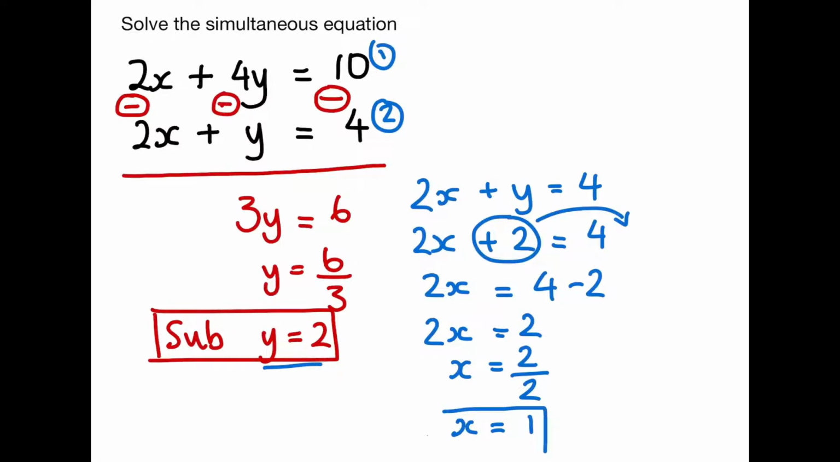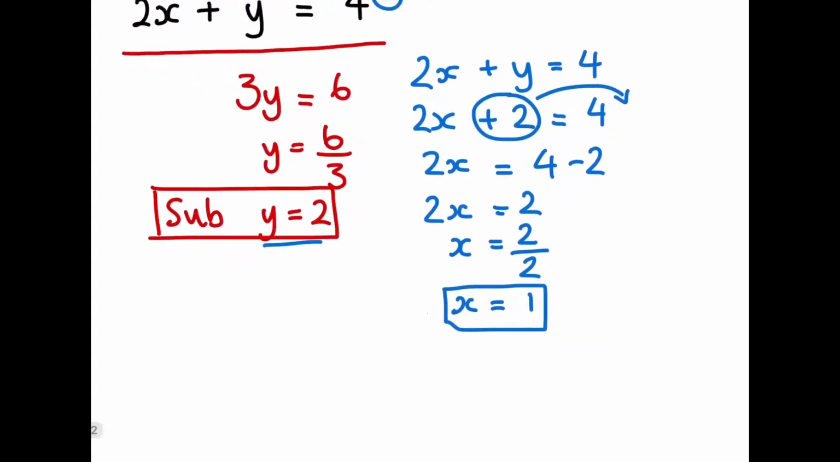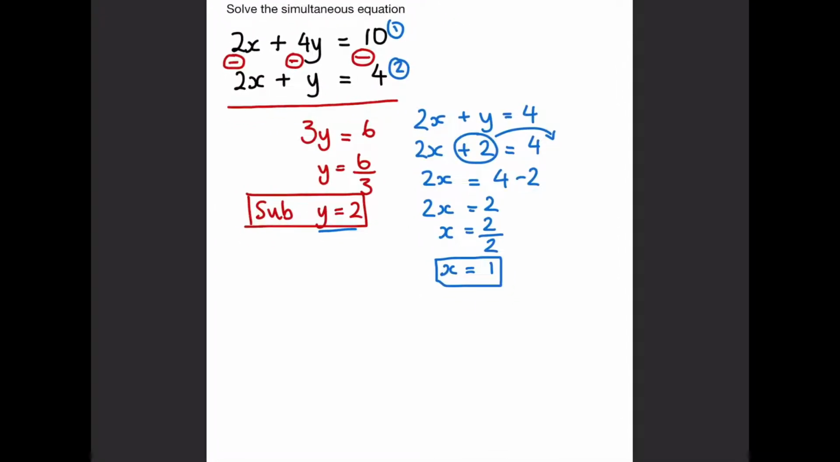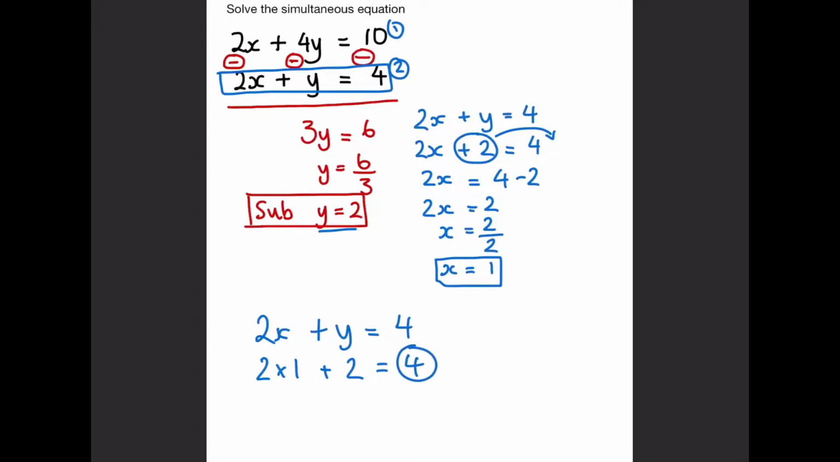So we find out that y is equal to 2 and x is equal to 1. We can even check this by substituting back into this equation. So we can do 2x plus y is equal to 4. So 2 times 1 plus 2 is equal to 4. That's how we know we've done it right.